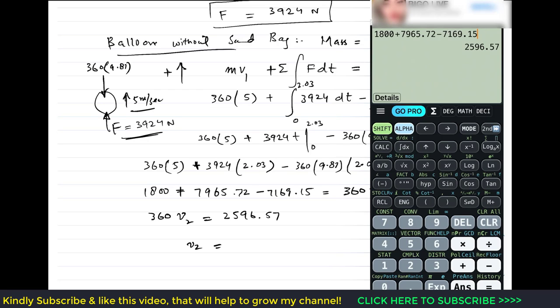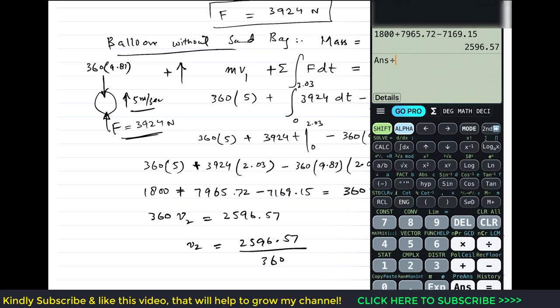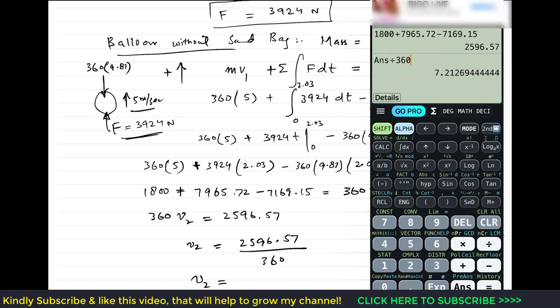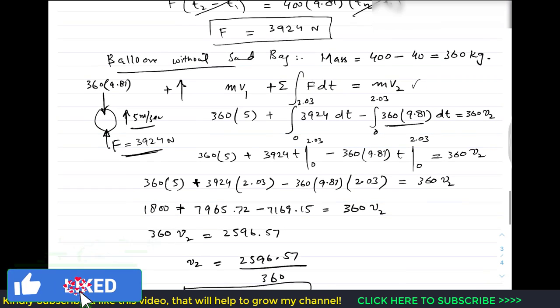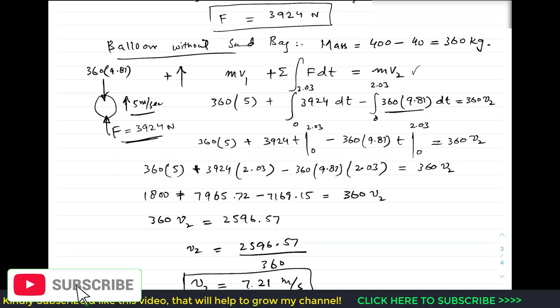And now if I divide both sides of the equation by 360, this is the answer divided by 360 and this gives me 7.21. So v2 is equal to 7.21 meters per second. So this is the velocity of the balloon when the sandbag just hits the ground. So this is the solution of this particular problem. I hope this will help you in your learning.